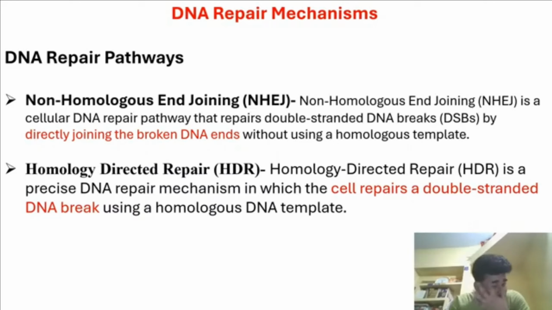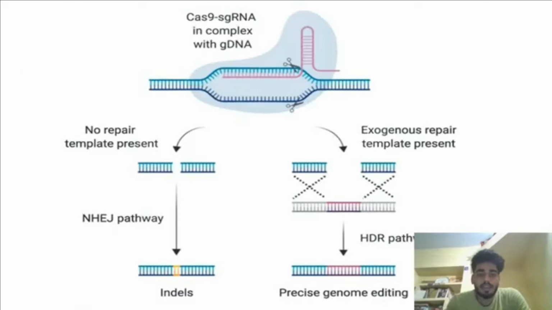In homology directed repair, the cell repairs a double stranded DNA break. So this is the mechanism. Here no template was used, but in homology directed repair a template is used, from which the DNA sequence copies the DNA base pairs, and precise genome editing happens.